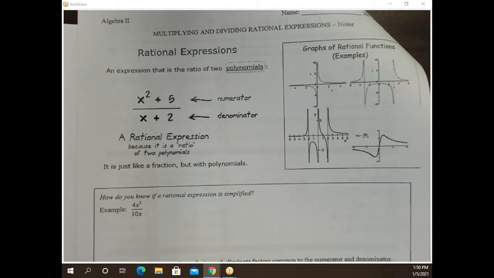Hey guys, welcome to second semester and the start of our rationals unit. We are going to start by talking about multiplying and dividing rational expressions.